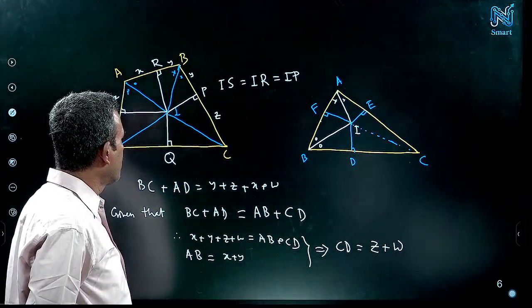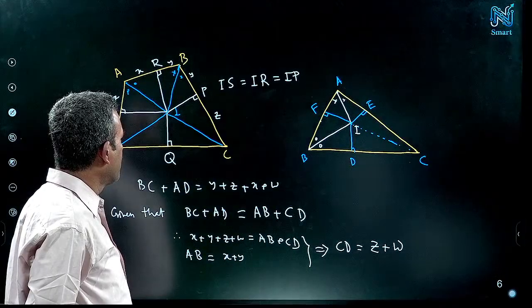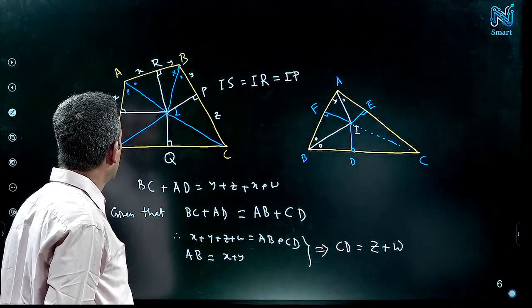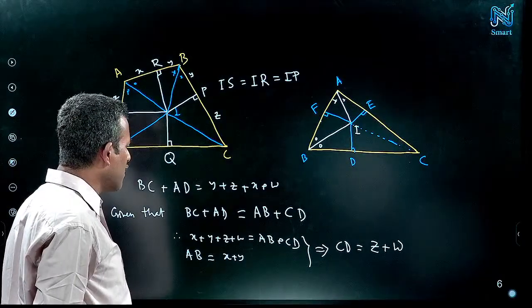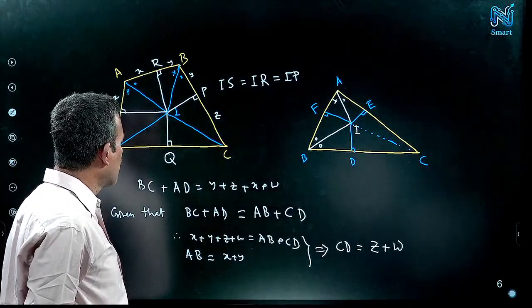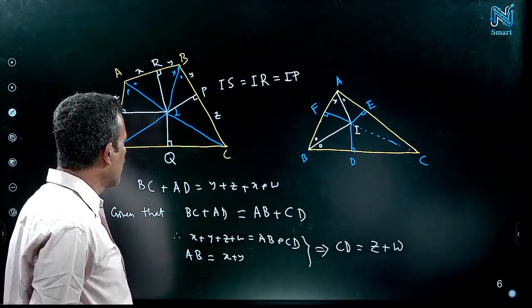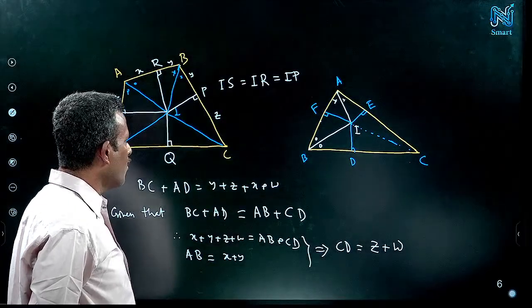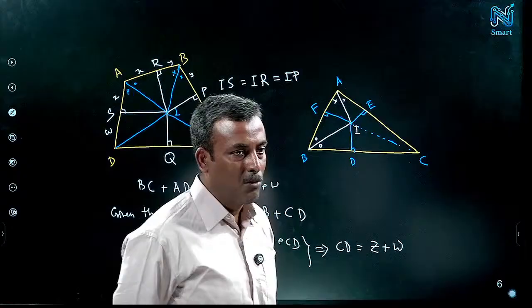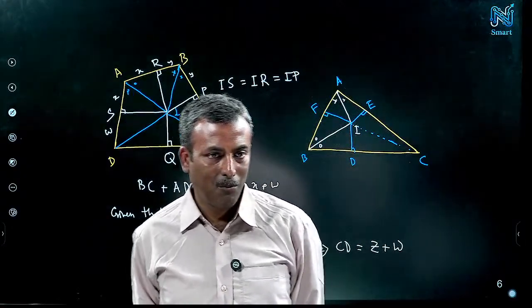Then DQ plus QC is equal to z plus w. We have to find it. By comparing, can we say DQ equals z? No. 6 plus 5 equals 9 plus 2, but we can't compare 6 equal to 9.